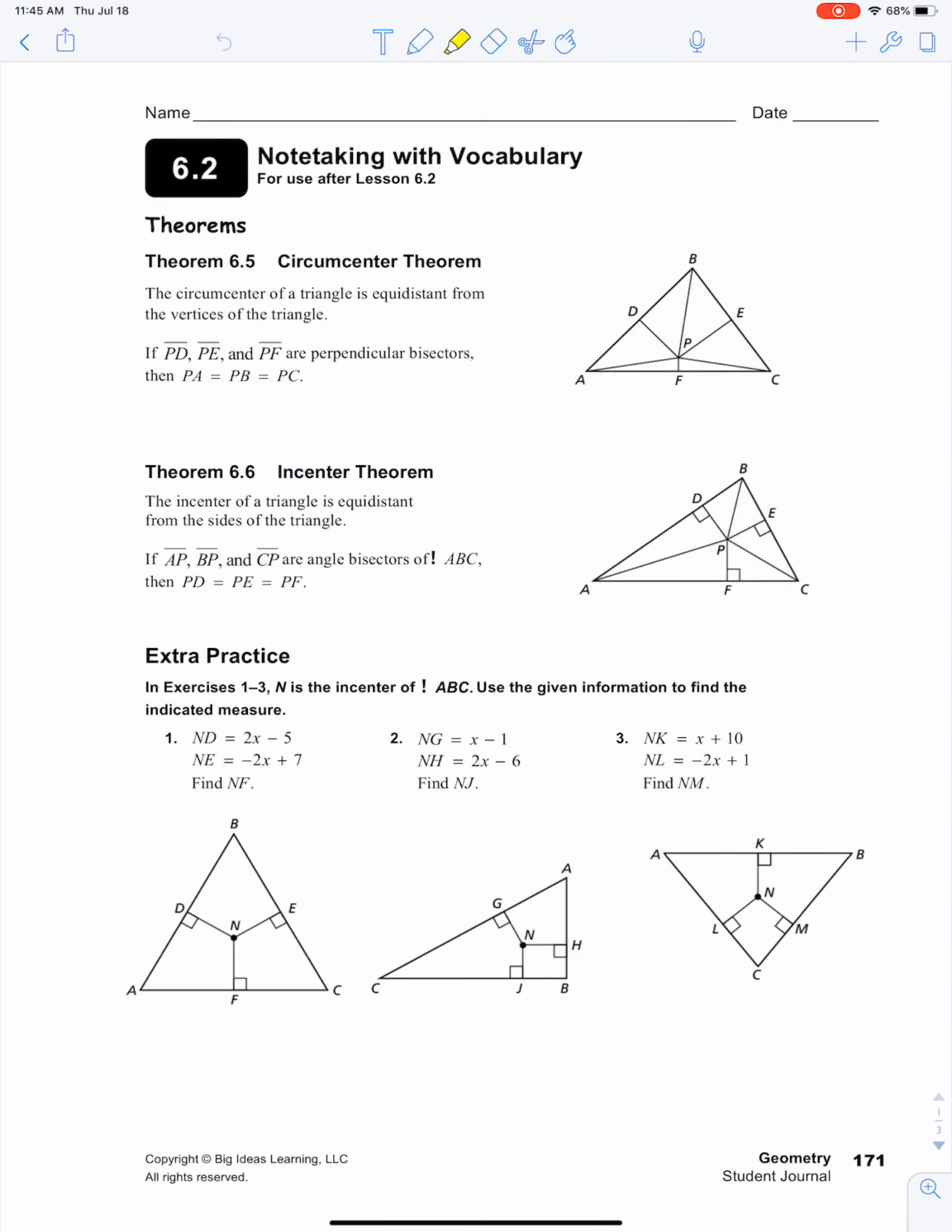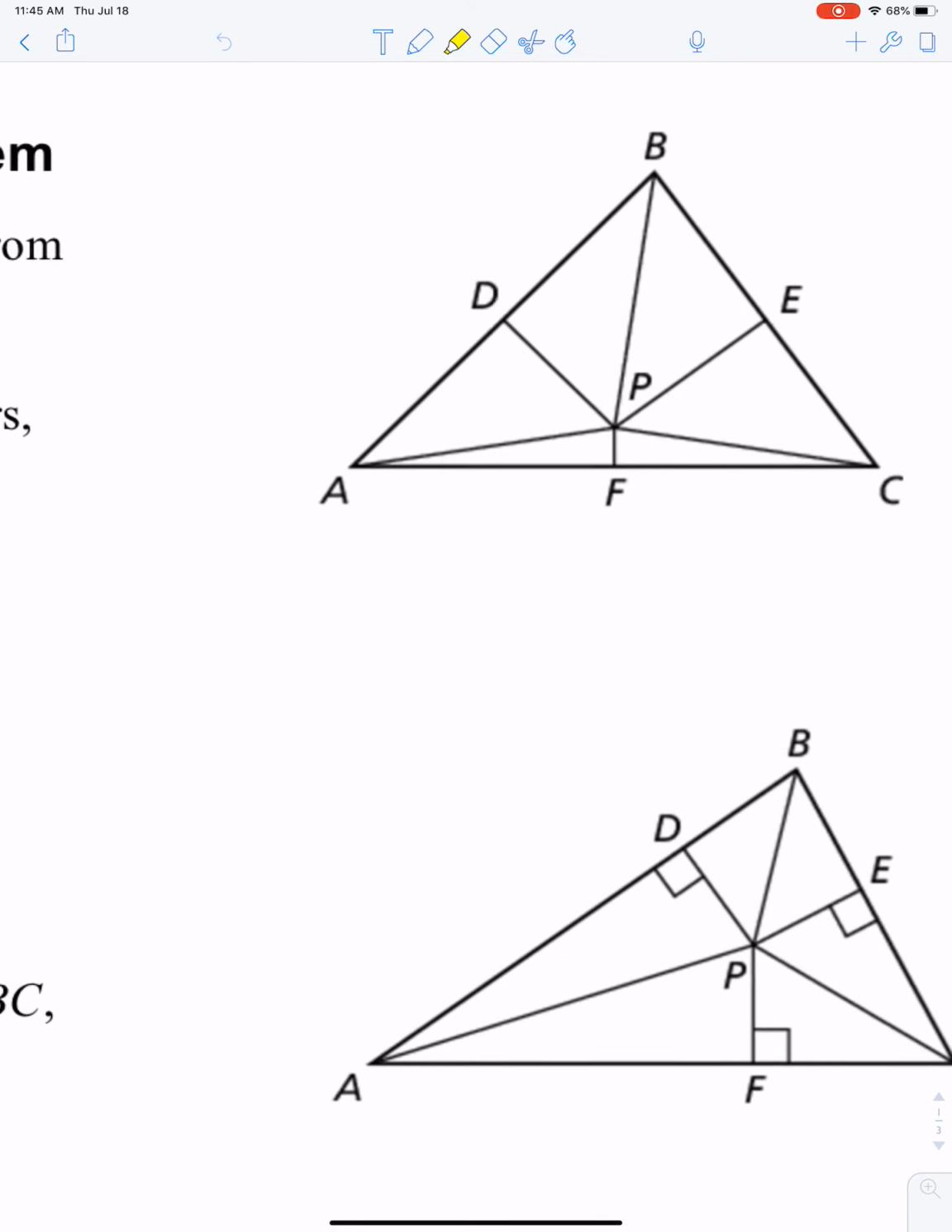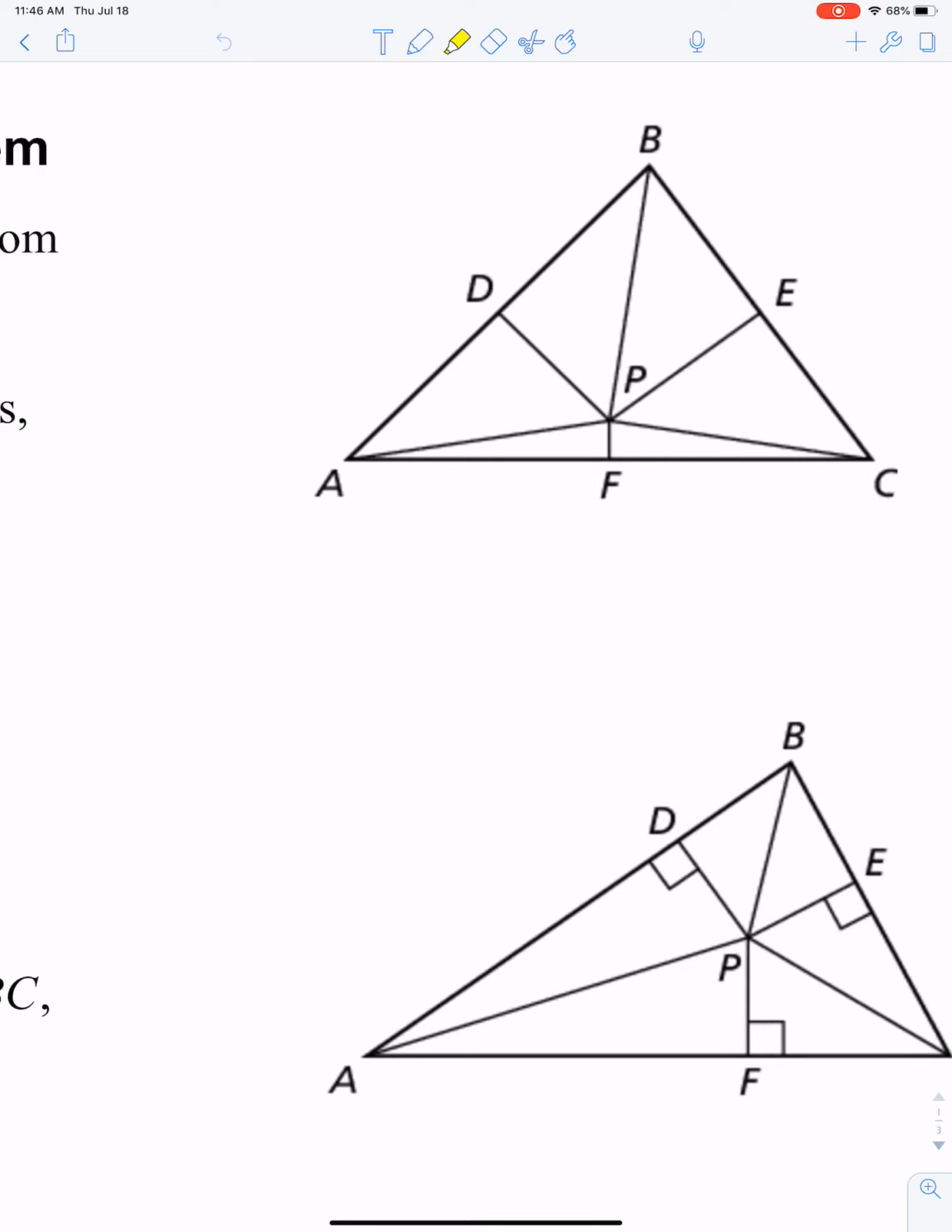Hey guys, so today we're covering 6.2 of chapter 6, and that describes the circumcenter theorem. If you are looking at this triangle on your page, you are told that PE, PD, and PF are all perpendicular bisectors of each side. So when they come together, the perpendicular bisectors create the circumcenter.